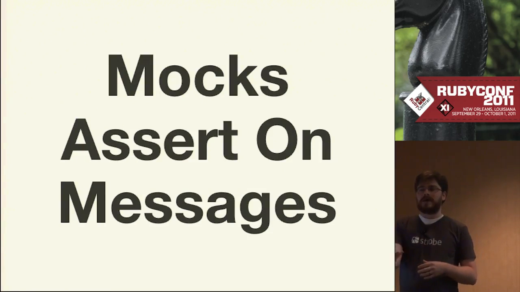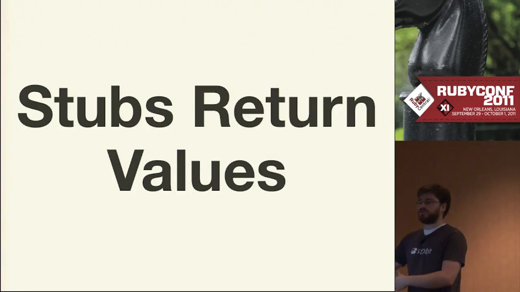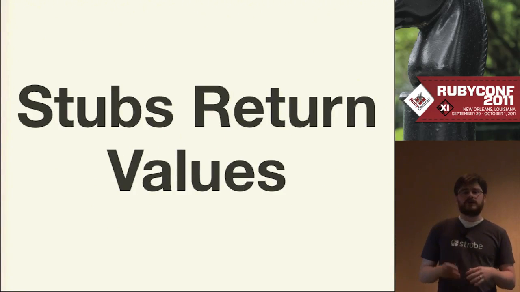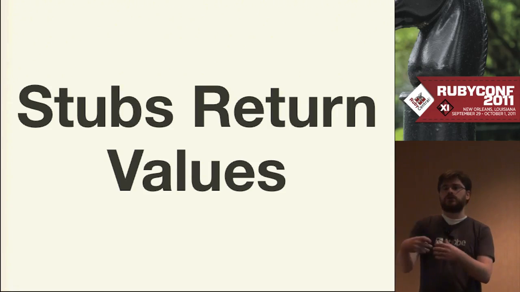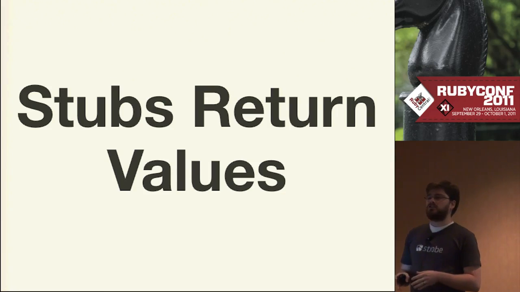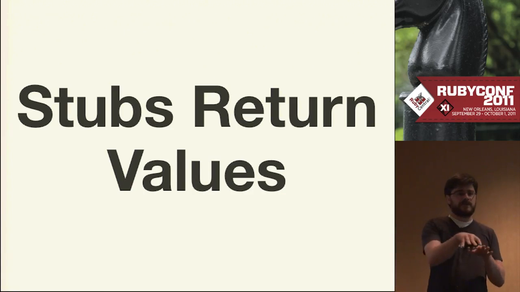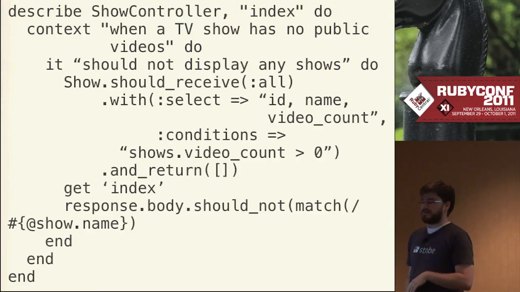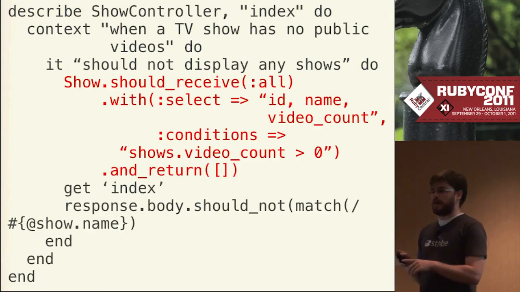Mocks assert on messages that go between objects, whereas stubs return a value. So a stub is going to say, when you call this method, give this value back so that I can assert on some state within the object. A mock is actually designed to get in between the two objects and allow you to assert on the message going between the two. So for example, here in this show controller, this part right here is really a stub.